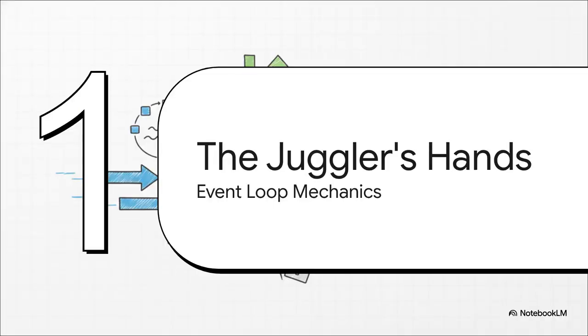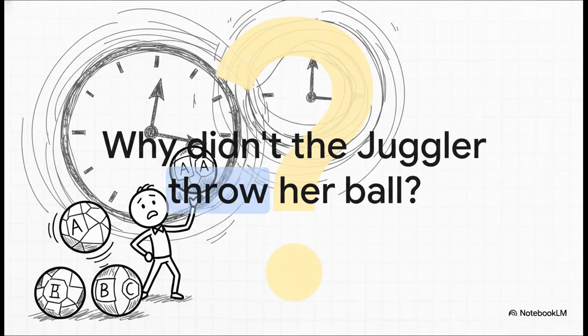Moving right along to Section 2, the juggler's hands. At this point, Timothy is practically crying out in frustration. Alice had frozen the whole stage. His senior colleague, Margaret, steps up to explain exactly what went wrong with the system's architecture. Timothy is completely baffled, and he asks a really great question. Why didn't the event loop, our juggler, just pause Alice's math to start Bob and Charlie's requests?